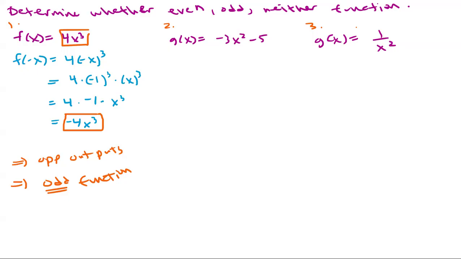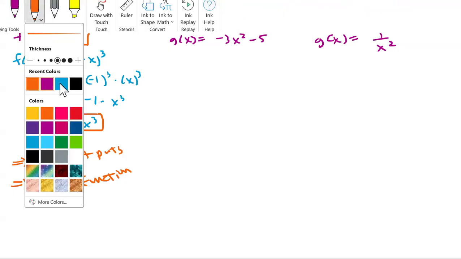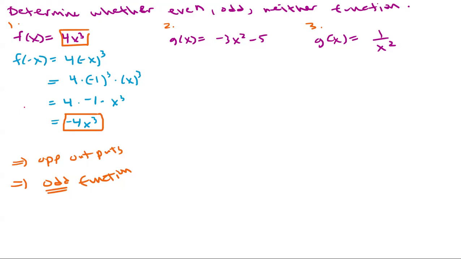All right. So again, what we need to do here is plug in a negative x for a function. So we have g of negative x. So negative 3 times negative x squared minus 5. Well, the negative x squared, because it's being squared, that's just going to be positive, right? So we have the negative 3 still in the front, and then this will become just x squared. The negative 1 squared is a positive. And then we have the minus 5.